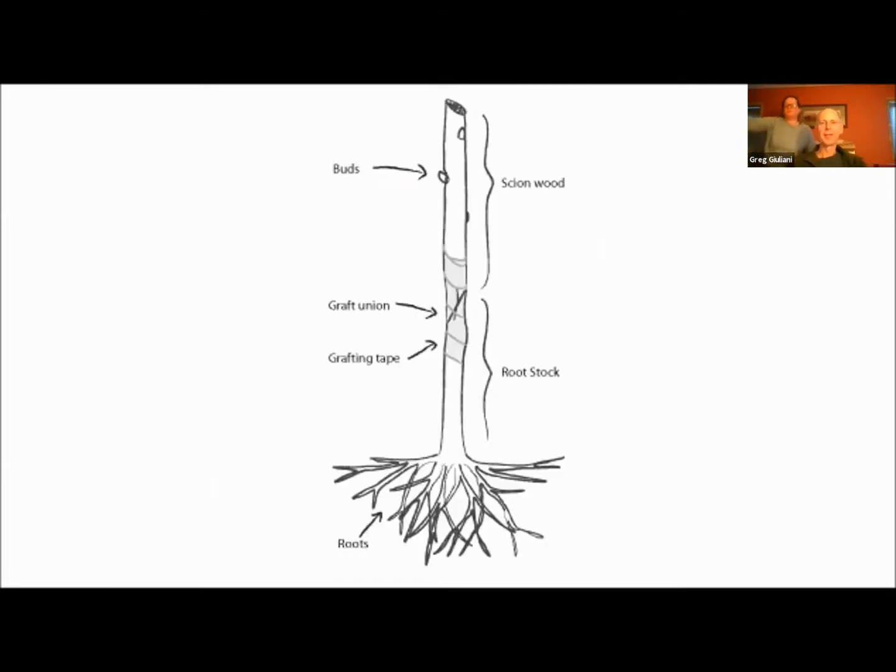Sorry, guys. So on most fruit trees, there's always two parts: a root system and a variety. And the primary reason, well, I'll move on.